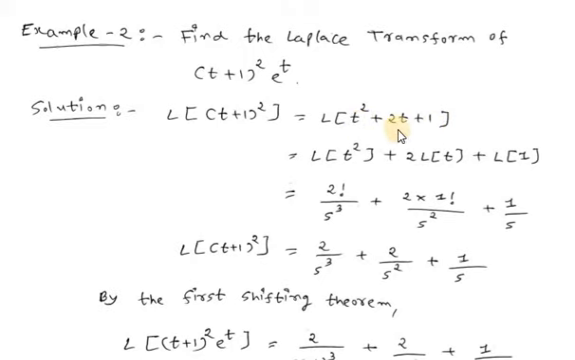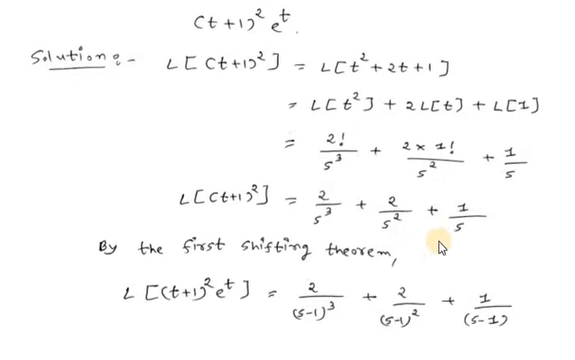Now applying the Laplace transform, it will become Laplace of t square plus 2 Laplace of t plus Laplace of 1. And Laplace of t square is 2 factorial over s cube plus 2 as it is Laplace of t raised to 1, answer is 1 factorial over s square plus Laplace of 1 is 1 over s. So Laplace of t plus 1 the whole square, answer is 2 by s cube plus 1 factorial is 1, 1 into 2, result is 2 divided by s square plus 1 over s.